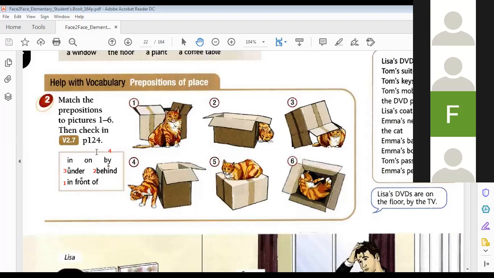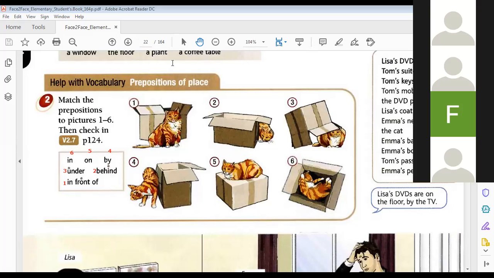And picture 5? On. The cat's on the box. Yeah, the cat's on the box. And the last one, where's the cat? In the box. Correct. So the cat's in the box. Of course, sometimes you can also change by. You can say by, you can say next to, you can say beside. So all of them are correct.